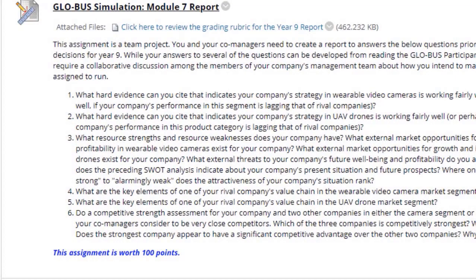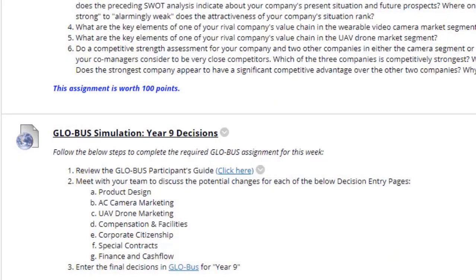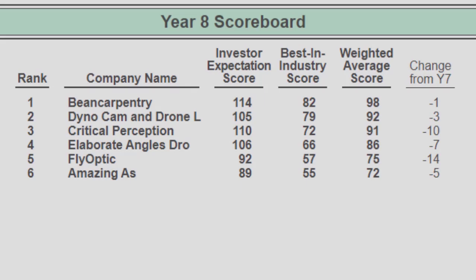Next, we have the Globus Simulation Module 7 report. The report will be based on strategy, resources, and competition. Next, we have the Globus Simulation Year 9 decisions. Then again, you have this under control. I think last week there was only 1 or 2 teams that I was concerned with. Hopefully, here in a moment when we review the standings, I will no longer have those concerns.